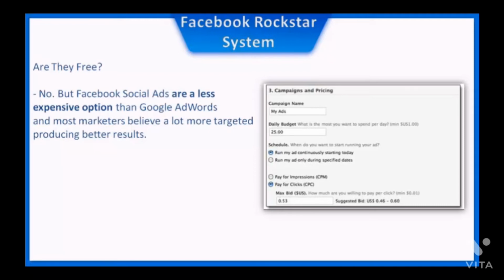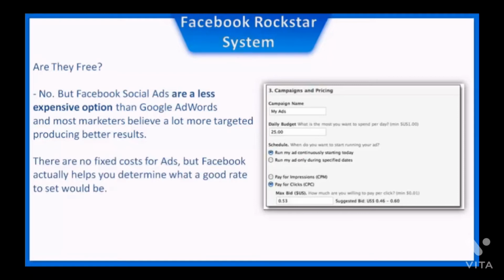You pay lump sums in advance by purchasing credits. Your clicks and impressions are then deducted from these credits. You can purchase credits in as small an increment as $20. Your ad will run as long as you still have credits remaining. You can top up your credits to keep it running, or let it run out, and edit or tweak your ad further. There are no fixed costs for ads, but Facebook actually helps you determine what a good rate to set would be, based on criteria you enter in their targeting formula. You can also set your ad to end at a specific point, or run continuously.